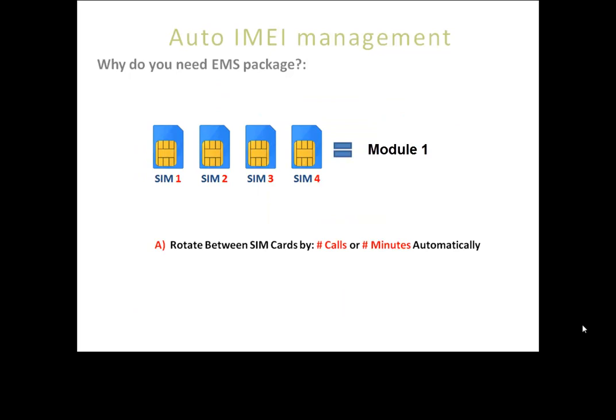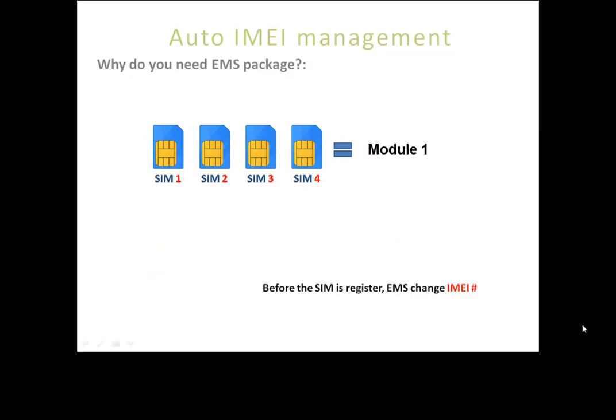This rotation can be determined by the number of calls or by the number of minutes. Using this application, we are actually reducing the chances of getting the GSM module of the gateway blocked, as the IMEI number isn't constantly changing. The EMS application will generate a new IMEI number assigned to each SIM card of the GSM module.